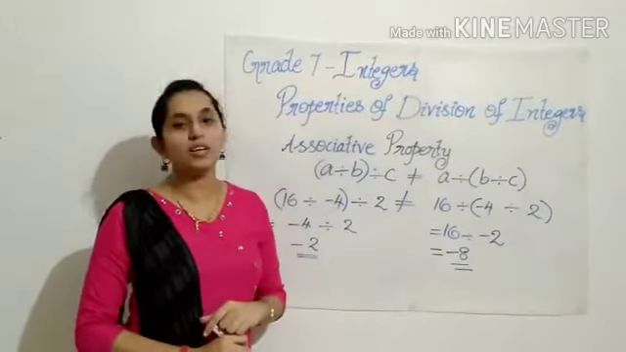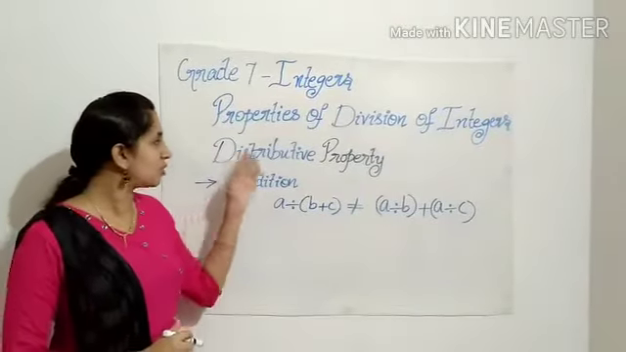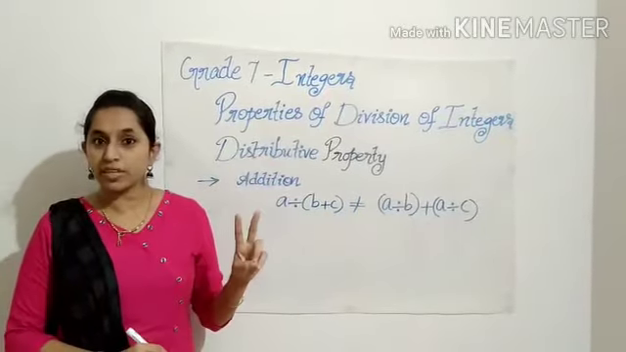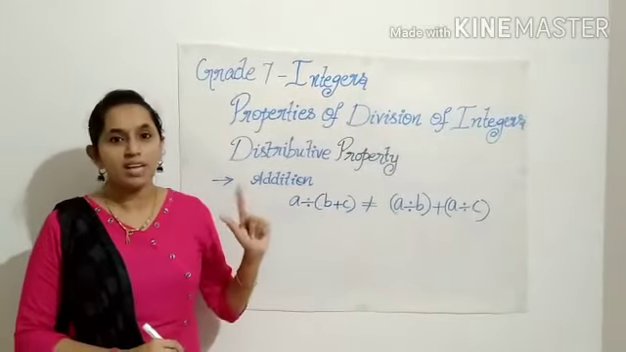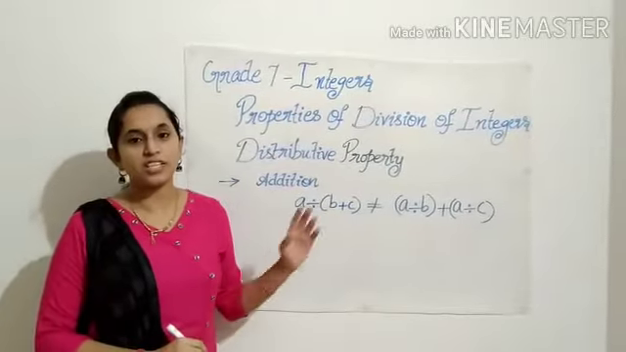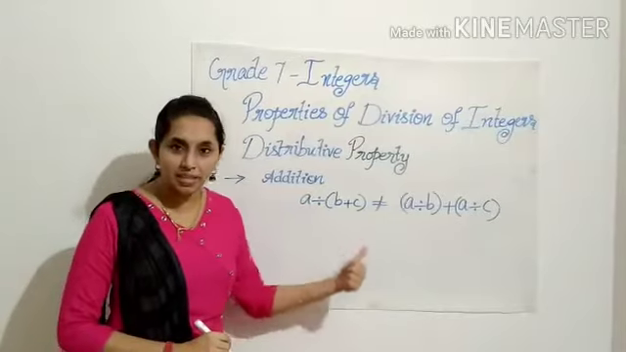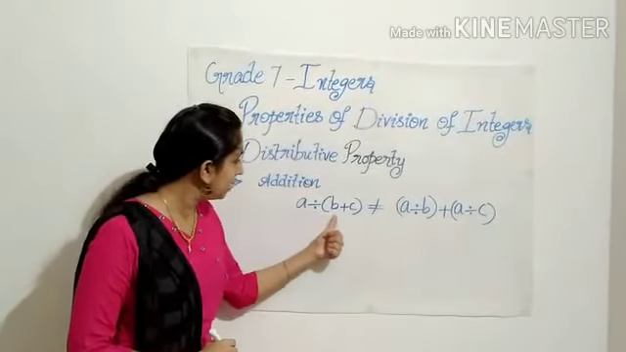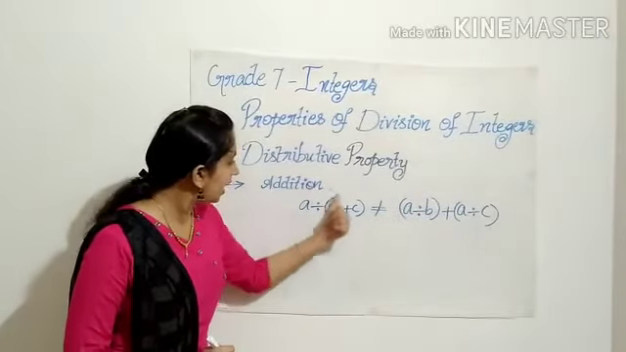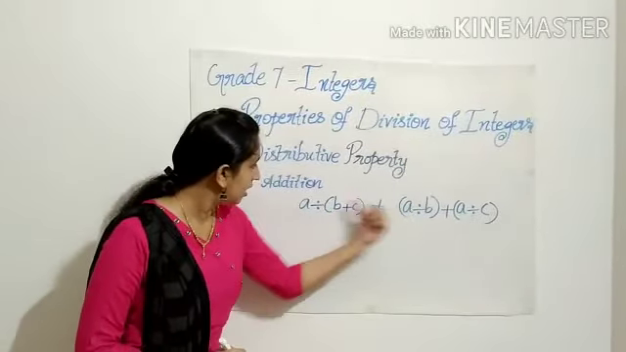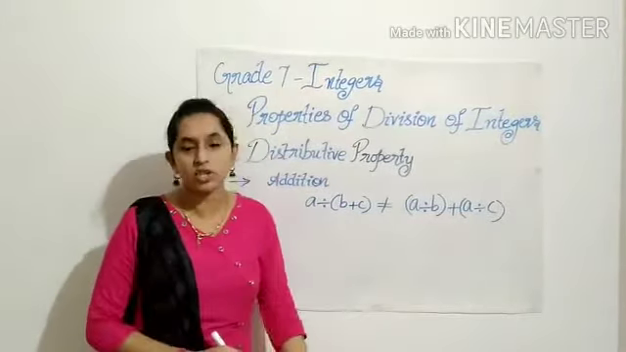That is the third property. We will move on to the fourth property. The fourth property is the distributive property. We have two cases here. We have to check distribution of division over addition and subtraction. First we will check for addition. You can see here I have taken three integers a, b and c. a divided by (b plus c) is not equal to a divided by b plus a divided by c. You can see I have distributed a to b and a to c.